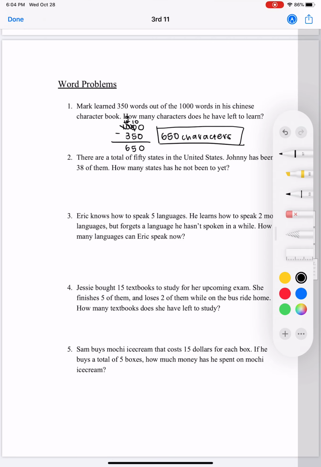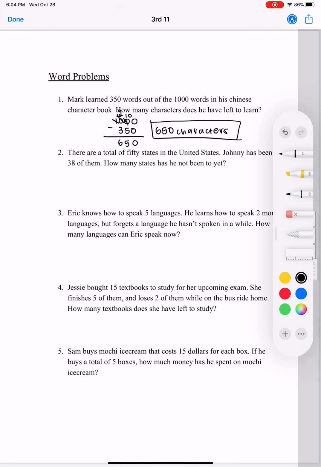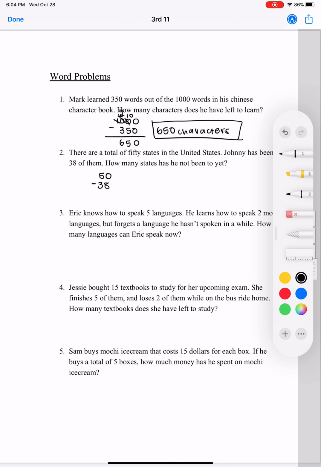Okay, number 2. There are a total of 50 states in the United States. Johnny has been to 38 of them. How many states has he not been to yet? So out of the 50 states in the United States, he's been to 38. So you subtract 38 from 50. This turns into a 10, 4. 10 minus 8 is 2. 4 minus 3 is 1. So the answer would be 12 states.